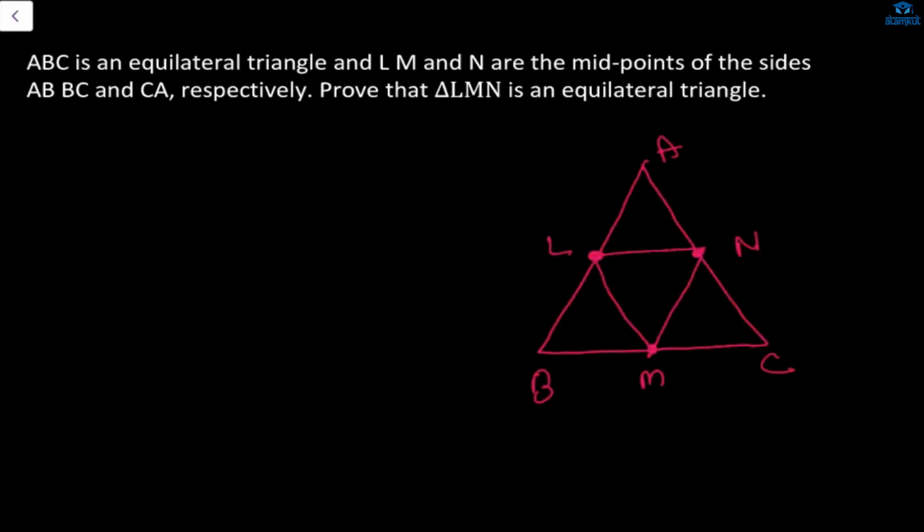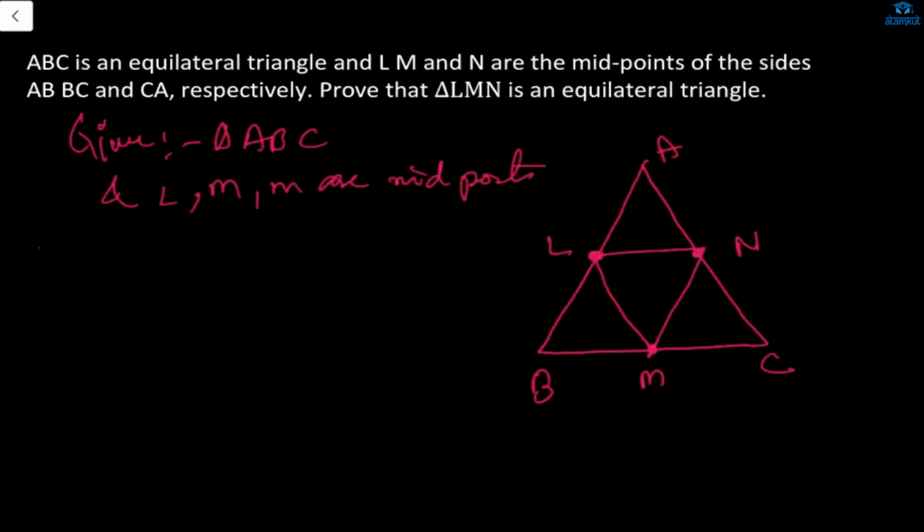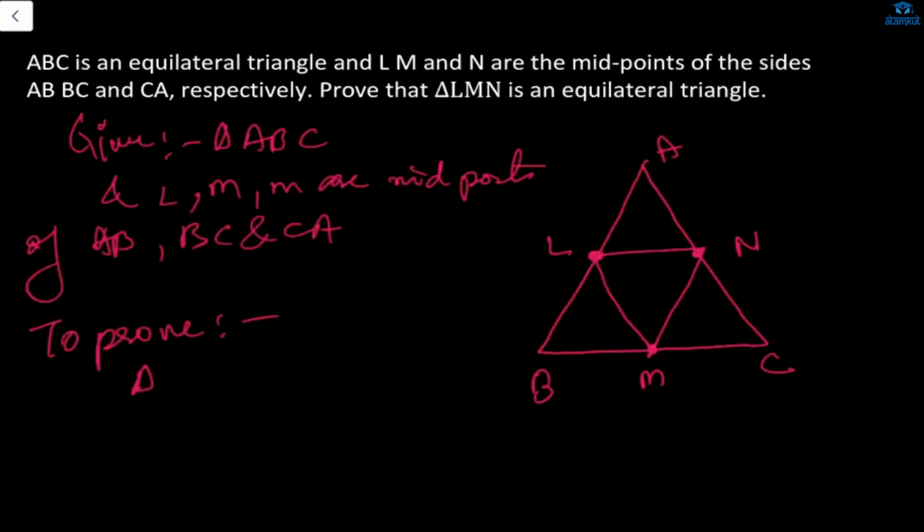Okay. You will be writing what is given. What is given here? That triangle ABC, and L, M, N are midpoints of AB, BC, and CA. To prove: triangle LMN is an equilateral triangle.